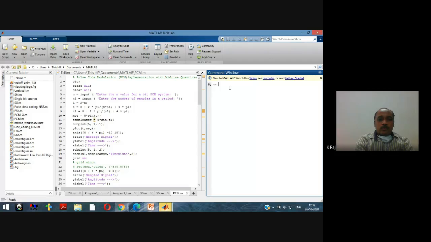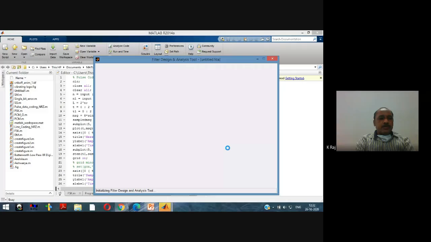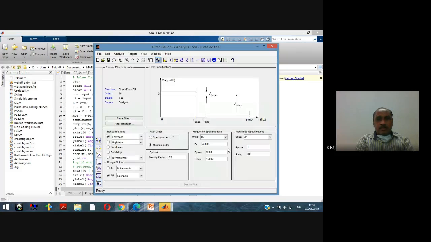FDA tool, as we have discussed, and we have done a lot of experiments using this one, so we are well aware of this toolbox, the filter design and analysis toolbox. When we select the FDA tool, we will get a dialog box. This is the dialog box here, and with its help we can design our required filter.